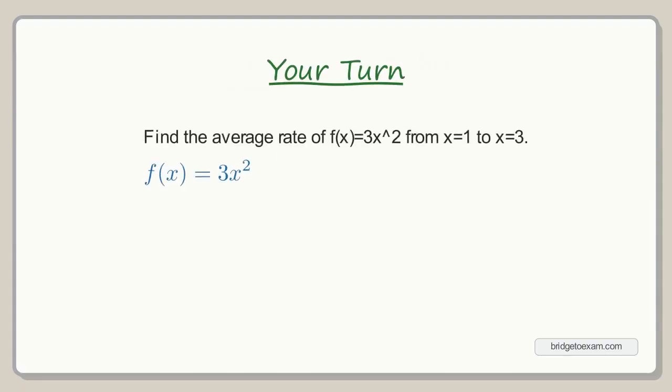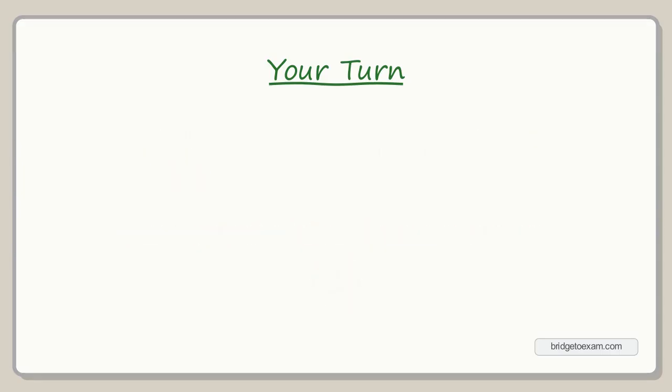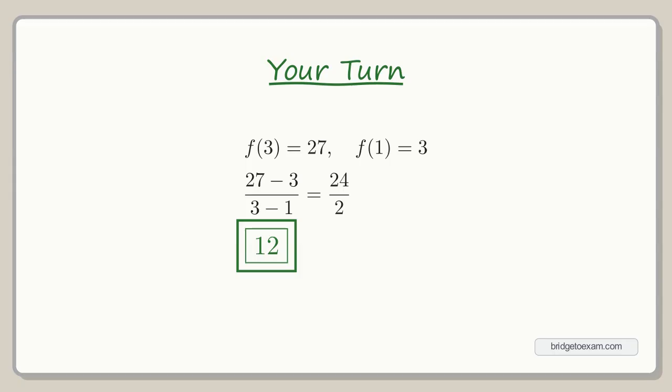Your turn. Find the average rate of f of x equals 3x squared from x equals 1 to x equals 3. Pause the video and solve it. Here is the solution. Work line by line, then check the final answer against the original question.